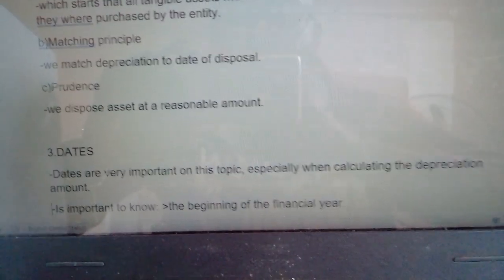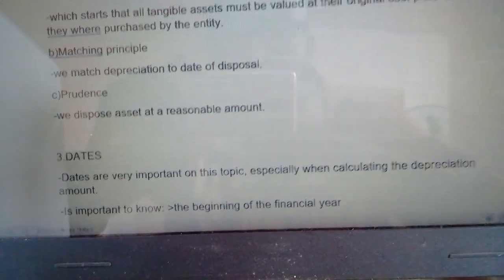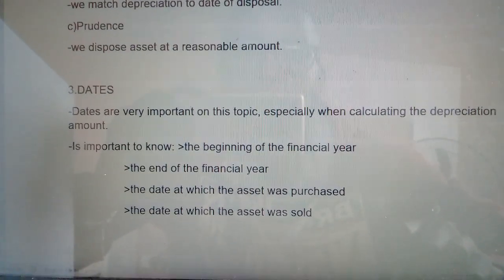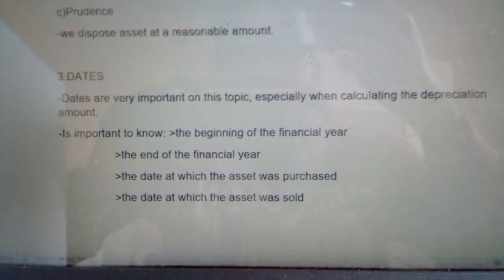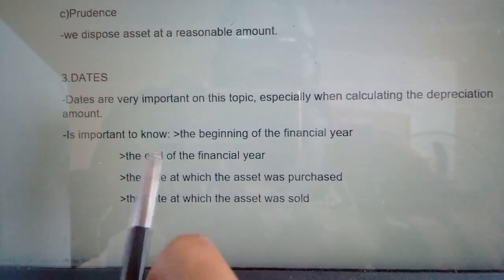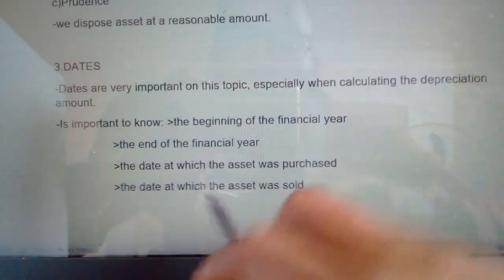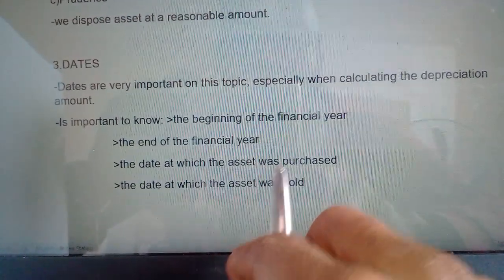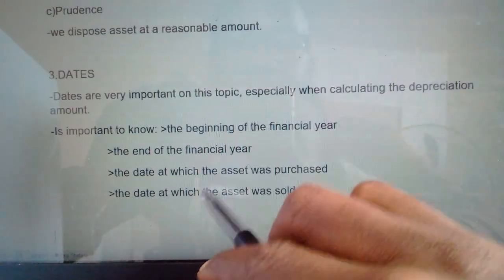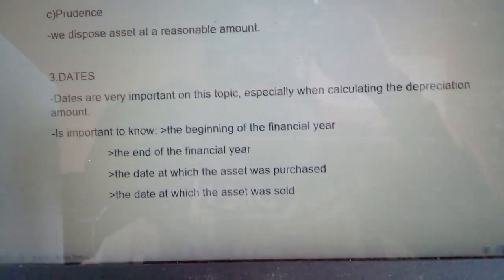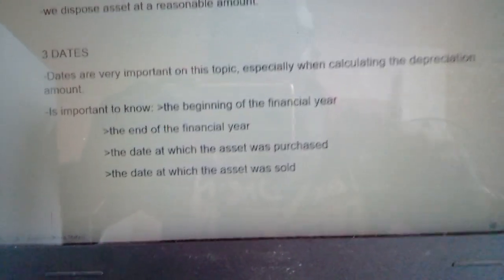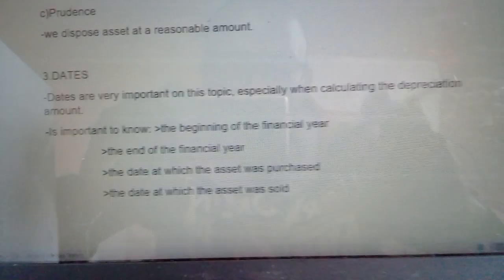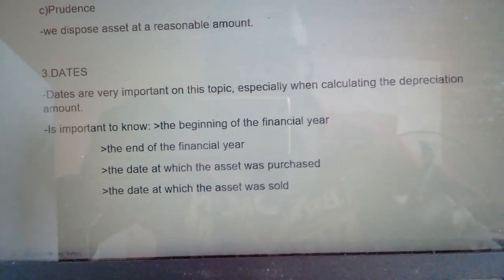Okay, so the other important part: you must always know that on this topic we have some dates. Dates are very important in this topic. You must always know the beginning of the financial year of the company and also the end of the financial year, the date at which the new asset was purchased and the date when the asset will be sold. These are important things to highlight in the transaction. Please make sure you highlight your dates very well and know them, especially the beginning of the financial year.